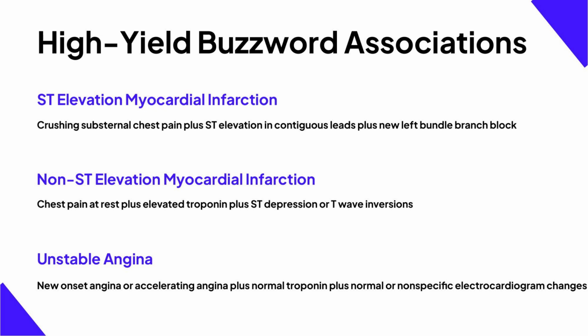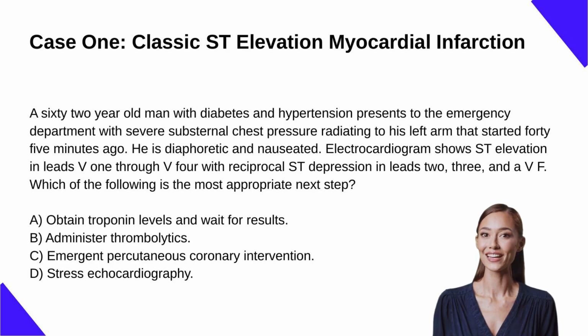For non-ST elevation myocardial infarction, think chest pain at rest, plus elevated troponin, plus ST depression or T-wave inversions. For unstable angina, think new onset angina or accelerating angina, plus normal troponin, plus normal or non-specific electrocardiogram changes. These patterns will appear again and again on your exam. Let us work through our first case together.